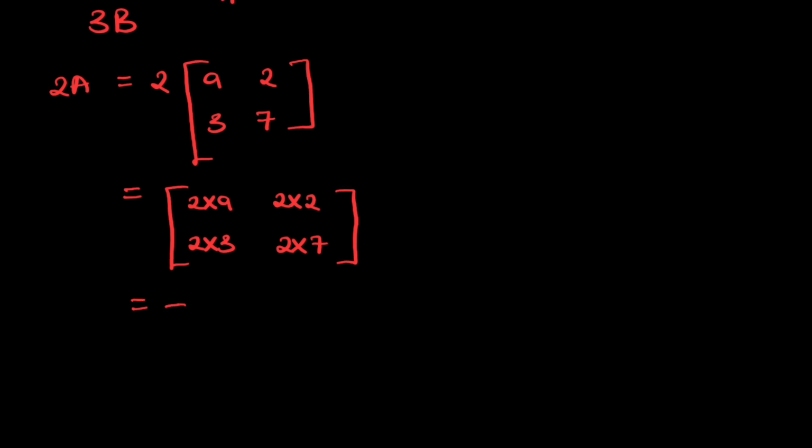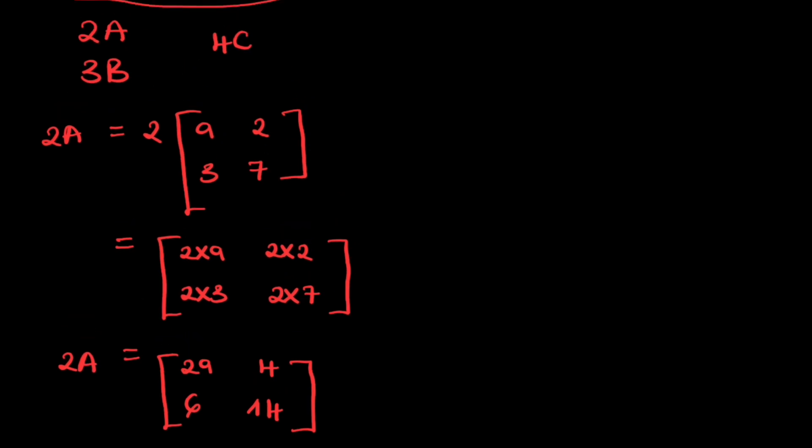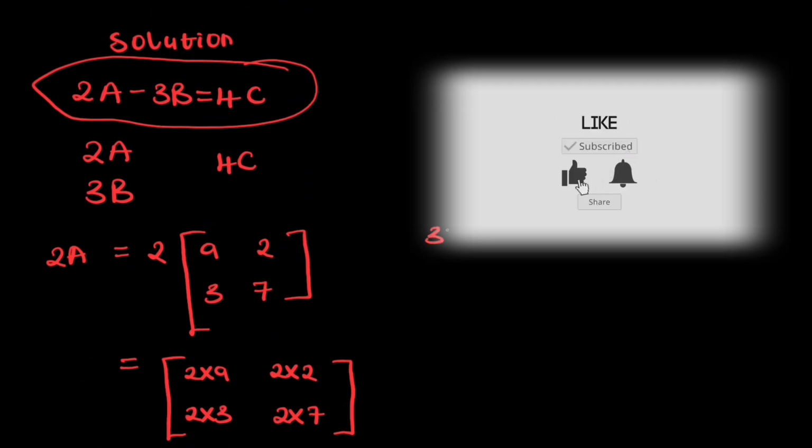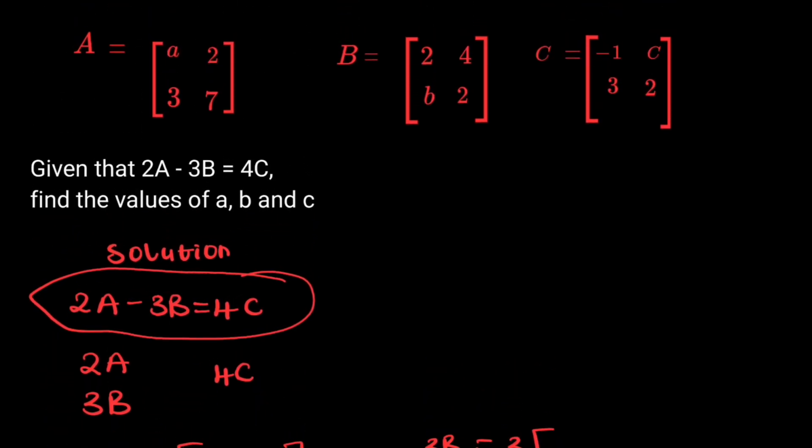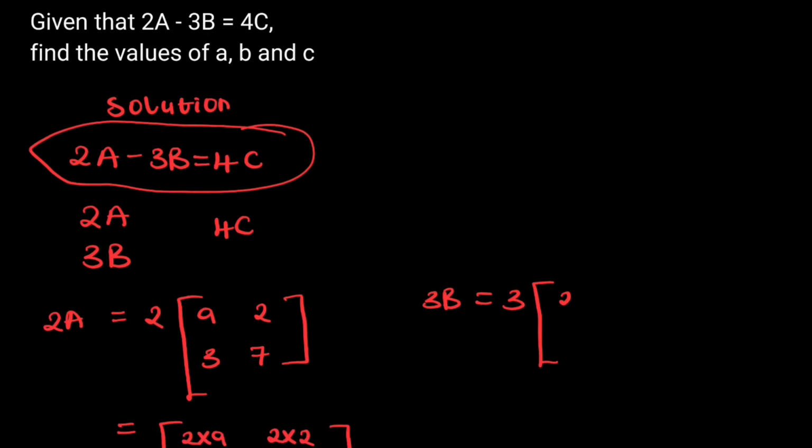So now we just simplify this. This is 2a, 4, 6, and 14. So this is 2a. Okay, we have 2a. Let's go to the next, 3b. Again, 3 is a scalar, so we multiply the scalar by the matrix B. So this will be 3 times the matrix B. And the matrix B is 2, 4, b, 2.